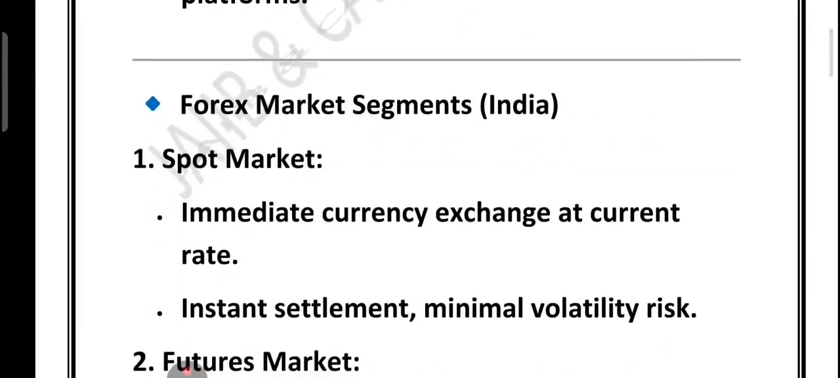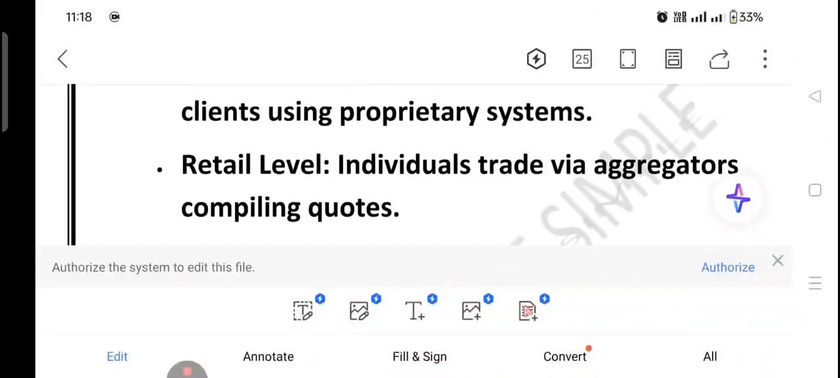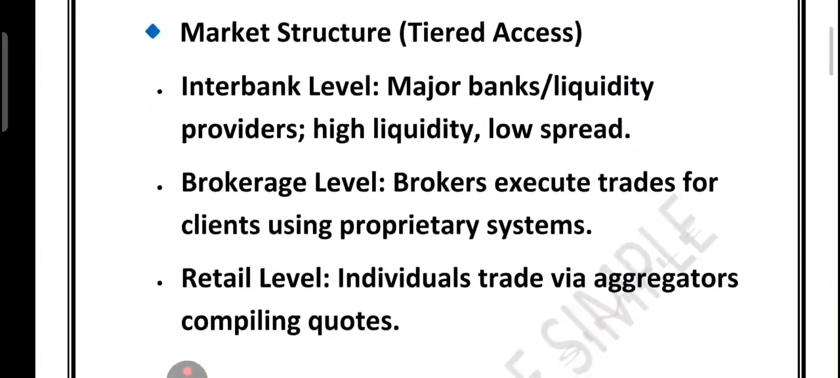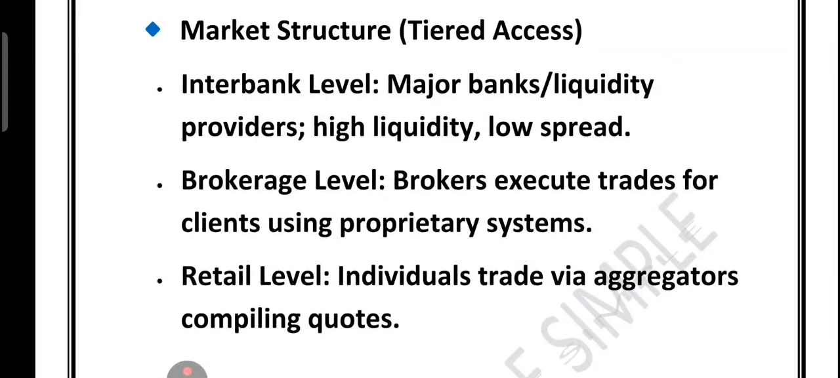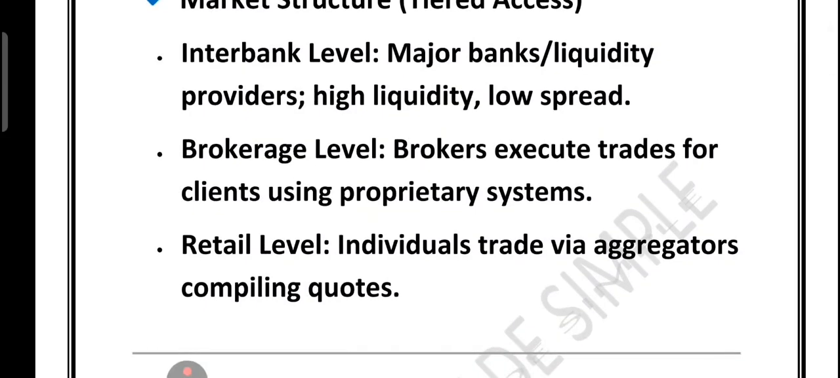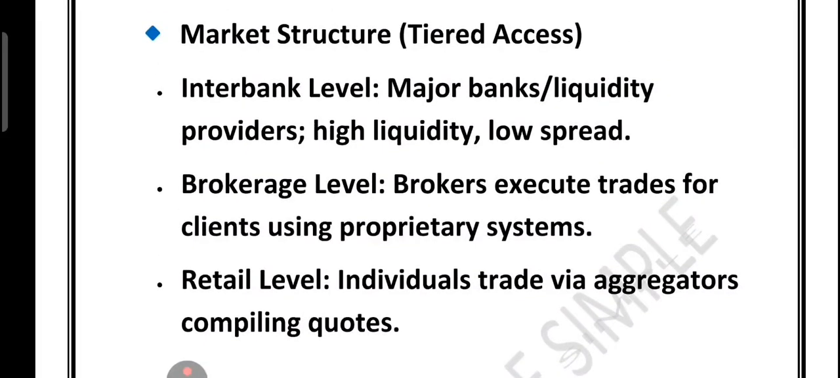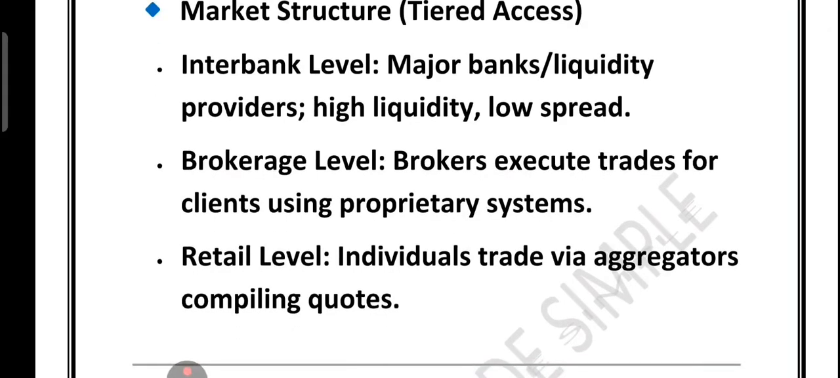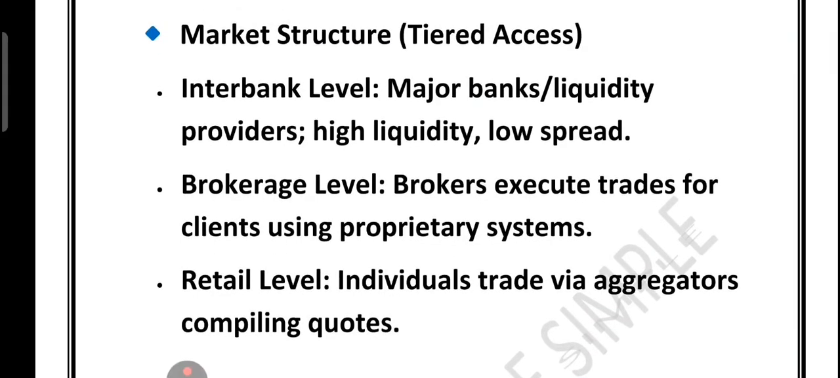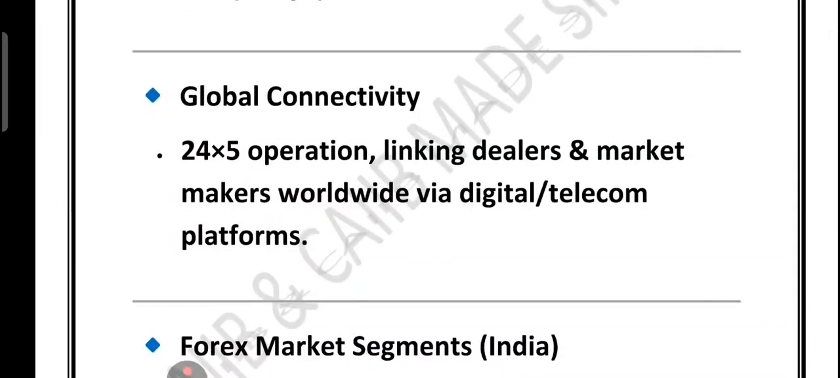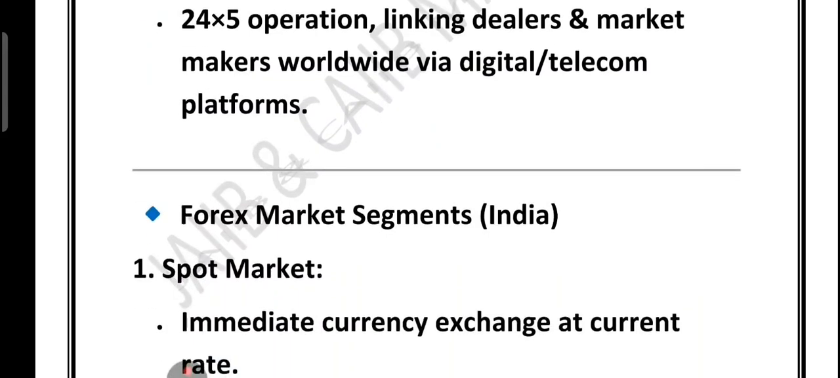Right, swap. So let's talk about the swap market and forex trading in India. But before that, let's look at some characteristics of this forex market. There are three levels: interbank level, brokerage level, and retail level. What happens at the interbank level? Major banks and liquidity providers are there. At the brokerage level, brokers execute trades for the client. And at the retail level, individuals trade via aggregators. So the forex market happens at three levels. Now obviously it has global connectivity, 24/7, not 5. 24/7 operation is there. It links dealers and market makers, right?